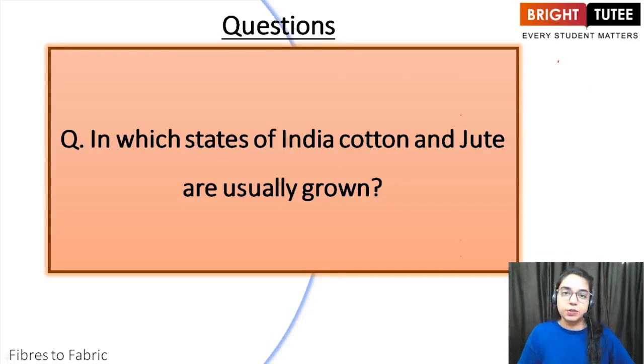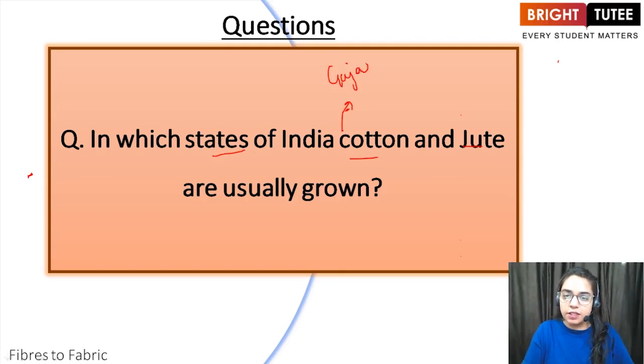In this session students, we are going to discuss some of the question and answers from the topics that we have covered so far. So children, the first question is in which states of India cotton and jute are usually grown? So children, it is Gujarat, which is the largest producer of cotton, right? And jute is usually grown in West Bengal and Assam.